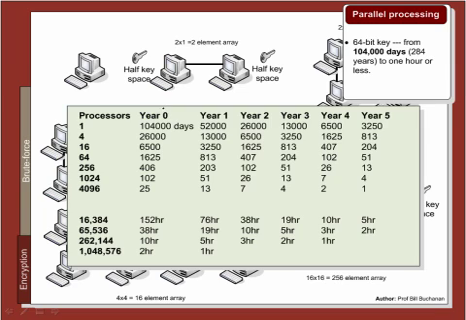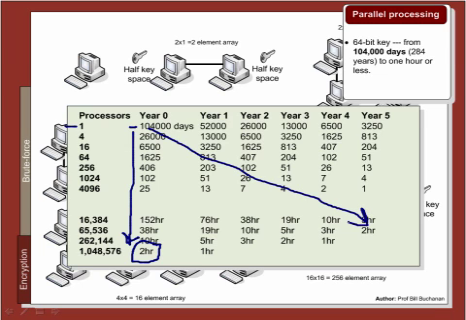So we can see now that with one processor it might take 104,000 days, but with an array of 1 million computers, so if we had a processing array, it can only take 2 hours. And then if we look at that in terms of increasing computing power, we can see that very quickly now, just within year 5, we go from thousands of days down to several hours.